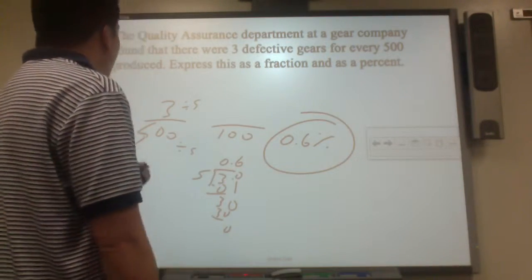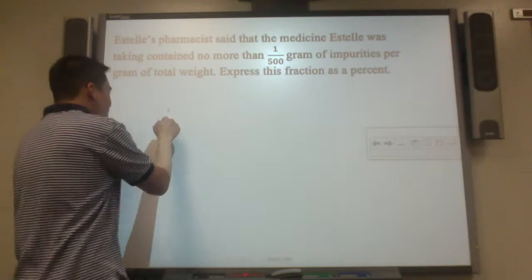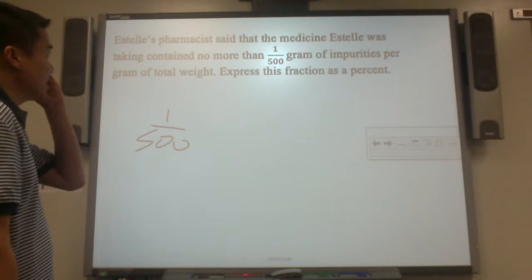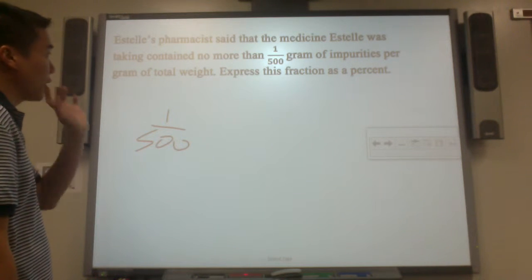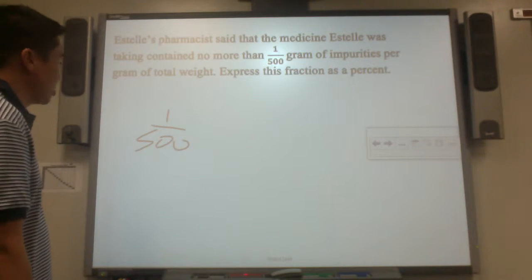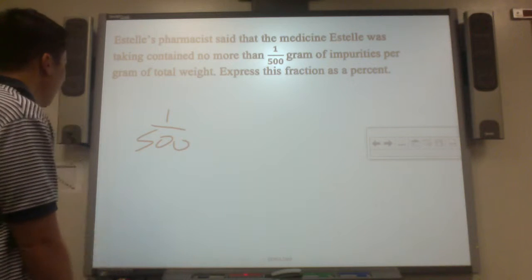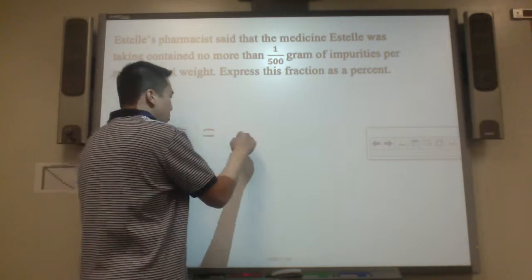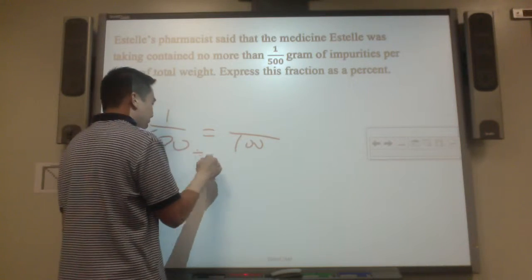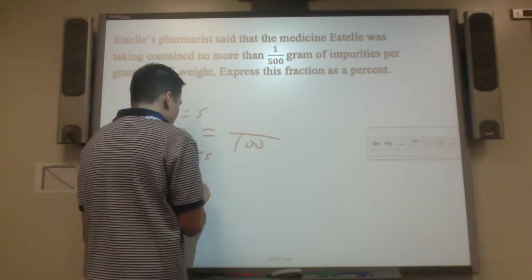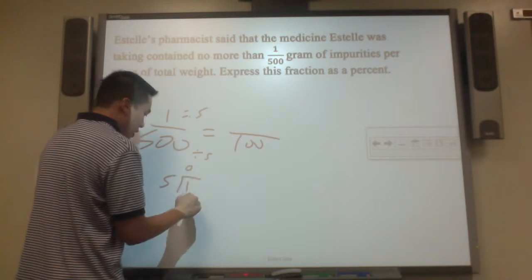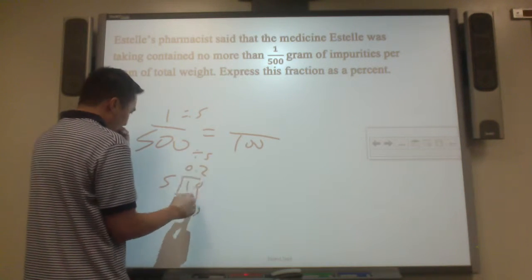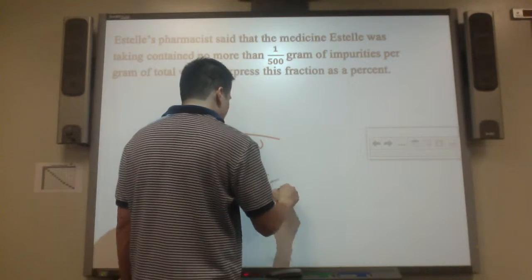And let's try one more. 1/500. The pharmacist said that the medicine Estelle was taking contained no more than 1/500 gram of impurities. Impurities are bad things per gram of total weight. Express this fraction as a percent. Percent means per 100, so we have to break it down by 5. So what's 1 divided by 5? 0 times. 5 goes into 10 2 times. So it's 0.2%.